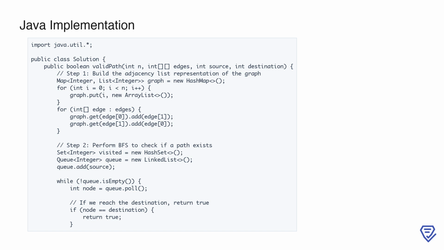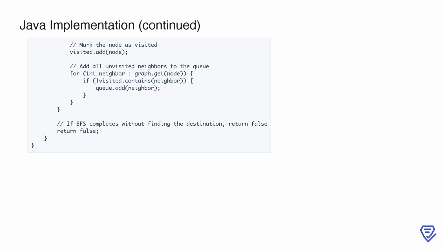with the source node. The while loop begins processing, where we pull the front node from the queue. If this node matches the destination, we immediately return true, indicating that a path has been found. If the current node is not the destination, we mark it as visited by adding it to the visited set. We then iterate over all its neighbors in the adjacency list. For each neighbor, if it hasn't been visited yet, we add it to the queue for further exploration. This ensures that BFS systematically explores the graph layer by layer, checking all potential paths.